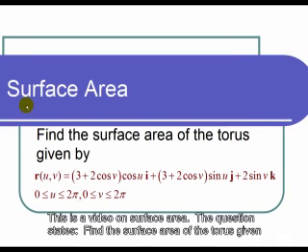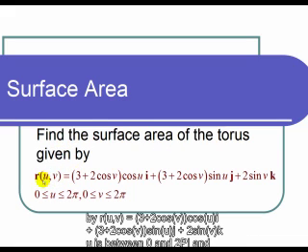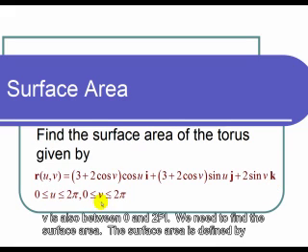This is a video on surface area. The question states, find the surface area of the torus given by r of u, v is equal to (3 + 2 cos v) cos u i, plus (3 + 2 cos v) sin u j, plus 2 sin v k, where u is between 0 and 2 pi, and v is also between 0 and 2 pi.